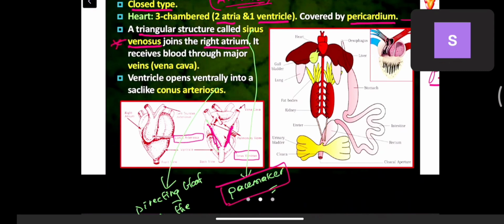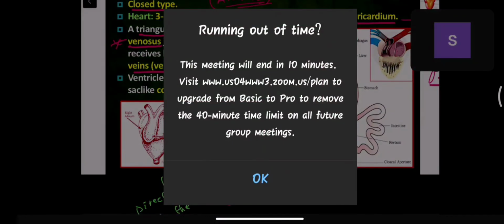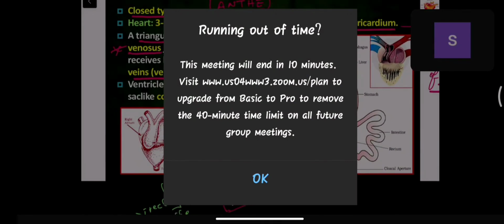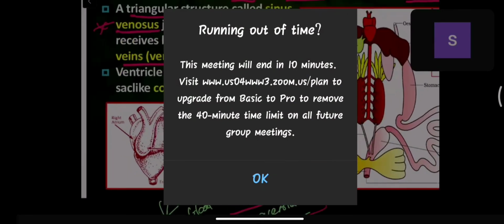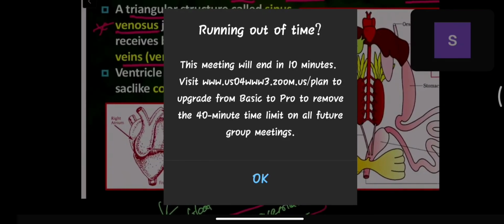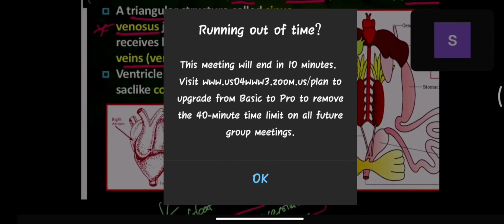And where is this pacemaker arranged? Where the sinus venosus is present? It is present on the right atrium. This is another important point. It receives blood through major veins. So this sinus venosus also requires blood for its functioning, and this blood is received through the major veins, which are also called vena cava. Understood? Next, the ventricle opens ventrally into a sac-like structure which is called conus arteriosus.